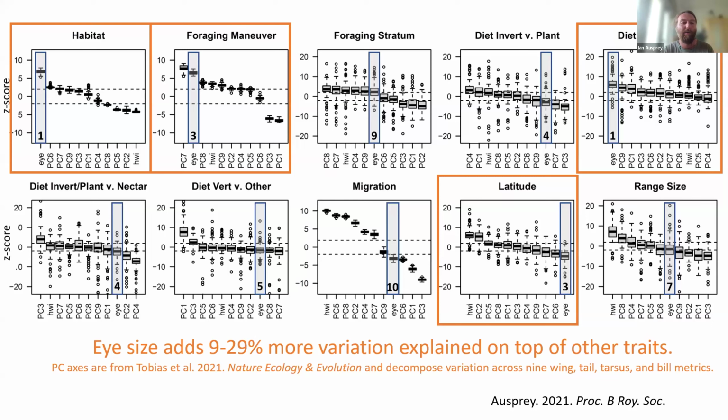Things like habitat. Eye size was the top-ranked explanatory trait for whether a bird lived in forest or not. It was the third-ranked trait for whether it used these long-distance foraging maneuvers or not. Again, related to latitude, that was another big one, and then diet and dietary traits. And in general, eye size adds as much as 9 to 29% more variation explained on top of all these other traits. So eye size is really this very powerful trait that adds to our information about ecomorphological relationships, as well as predicting sensitivity to disturbance.